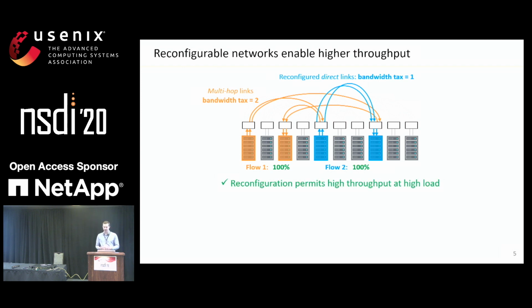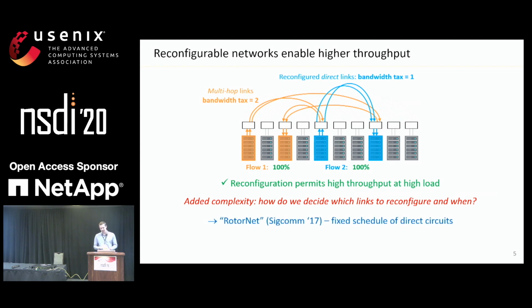So reconfigurable networks get us this property that we can have high throughput even when traffic load is very high. However, there are a number of challenges to implementing these reconfigurable networks. So one has always been how to decide which links to reconfigure and when to do that reconfiguration. This typically will lead to a complex control plane to make all these decisions. So we can sidestep this complexity by adopting designs such as RotorNet, which we proposed a few years ago at SIGCOMM.